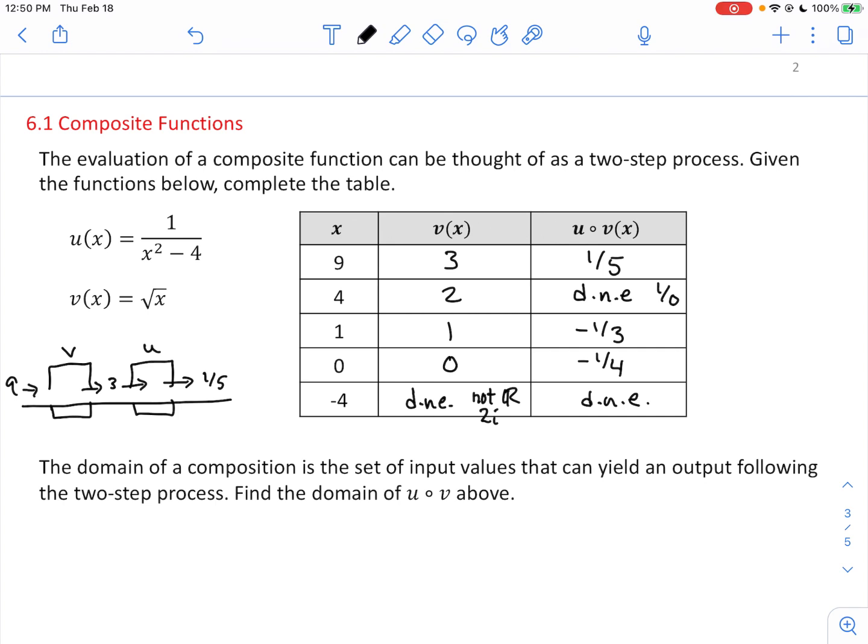Okay, now the domain of a composition is the set of all input values. So everything in this column here that's possible that can yield an output following the two-step process.